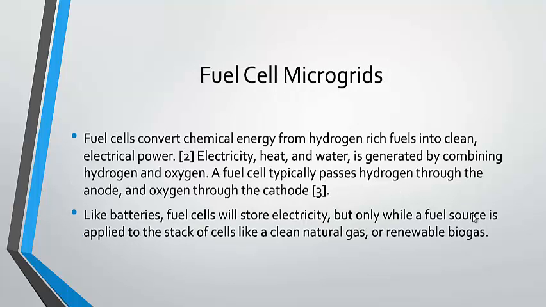One form of microgrids are fuel cell microgrids. Fuel cells convert chemical energy from hydrogen-rich fuels into clean electric power. Electricity, heat, and water are generated by combining hydrogen and oxygen. A fuel cell typically passes hydrogen through the anode and oxygen through the cathode. Like batteries, fuel cells will store electricity, but only while a fuel source is applied to the stack of cells, like a clean natural gas or renewable biogas.